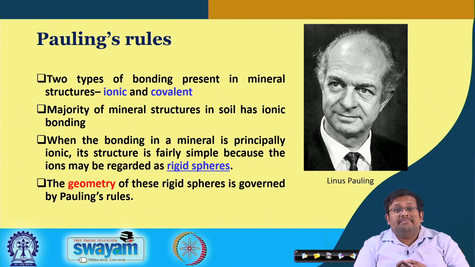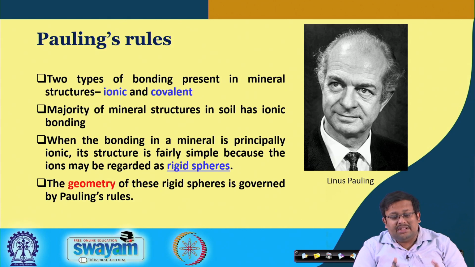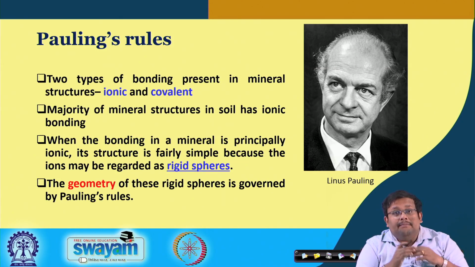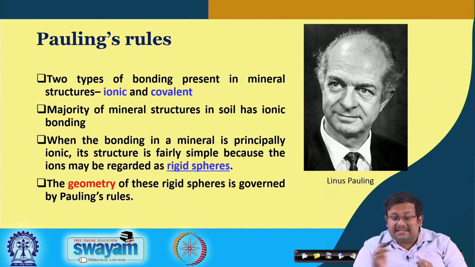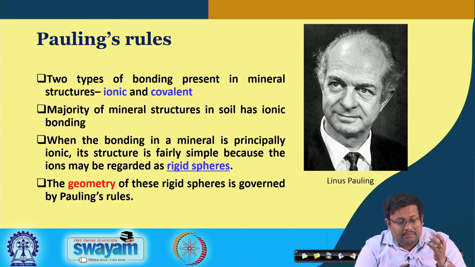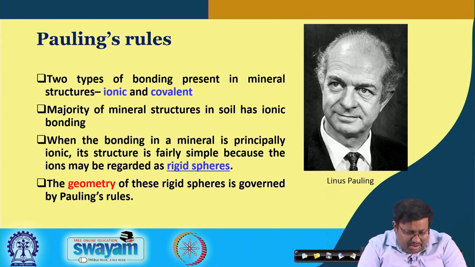We know that there are two types of bonding present in mineral structure. One is called ionic, another is covalent. Remember that the majority of the mineral structures in soil have ionic bonding. And when the bonding in a mineral is principally ionic, its structure is fairly simple because the ions may be regarded as rigid spheres. In case of ionic bonding, we assume that these ions can be considered as rigid spheres. We'll see very shortly.